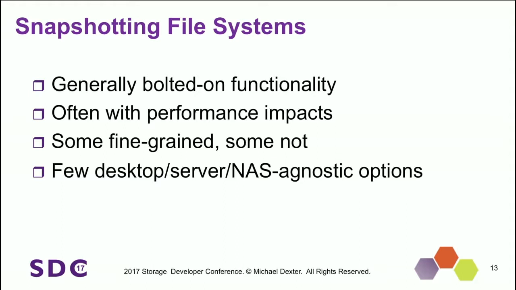So as I point out here, for some file systems, snapshotting is a bolted-on functionality. Again, it can have performance impacts. It may not. Some are fine-grained, some are not. I'm just recapping. And there are very few solutions that are desktop and server agnostic. A SAN filer might not have the same file system you can run on your desktop system. And I think the importance of these challenges warrants considering your flexibility there, so that the same infrastructure can serve literally end users and the centralized services.